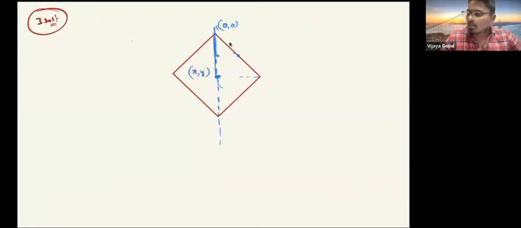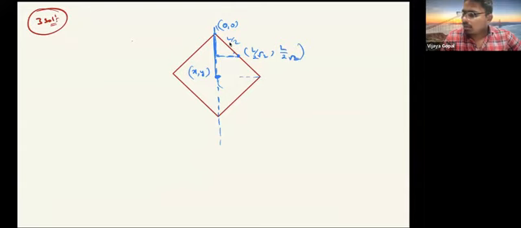So here, what is the concept I'm using? The center of mass of this point. Now, if this is the origin, I can write this coordinate as L by 2 root 2 comma L by 2 root 2. So this is the coordinate of this one.